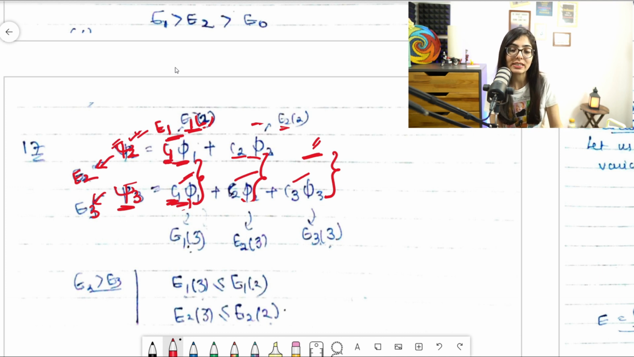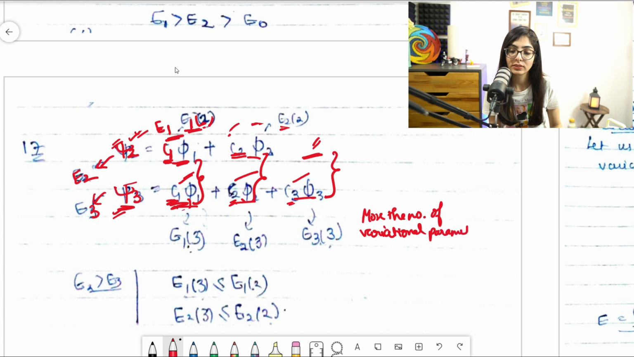Here you can see only C1 and C2 are present, but in the third trial wave function you can see three variational parameters, C1, C2 and C3. Three are there, but here only two. So obviously, the more the number of variational parameters, the better the function will be.